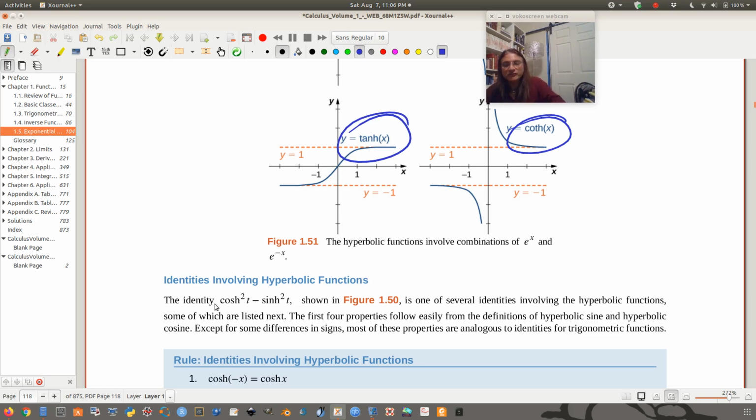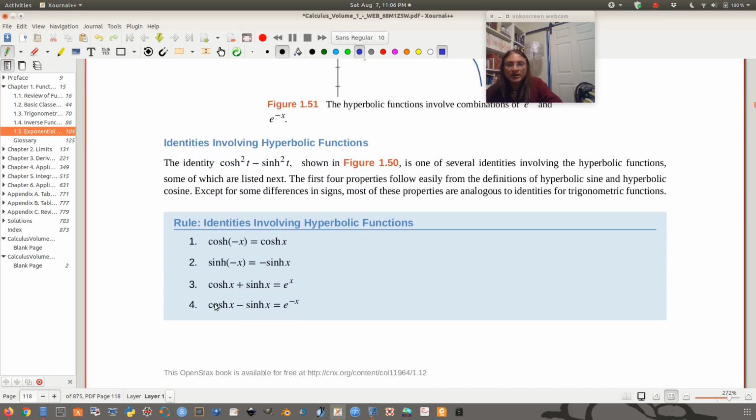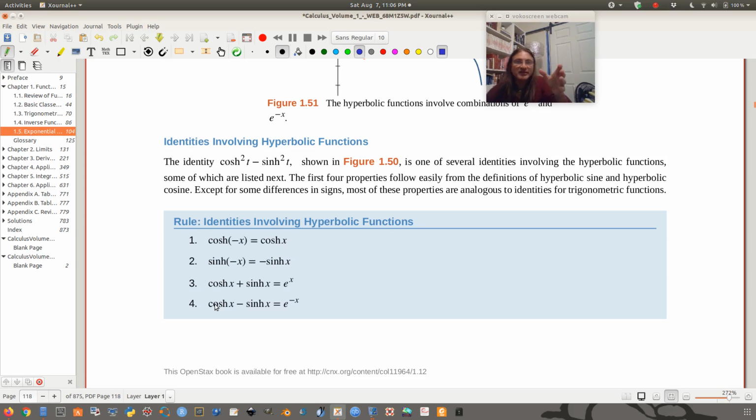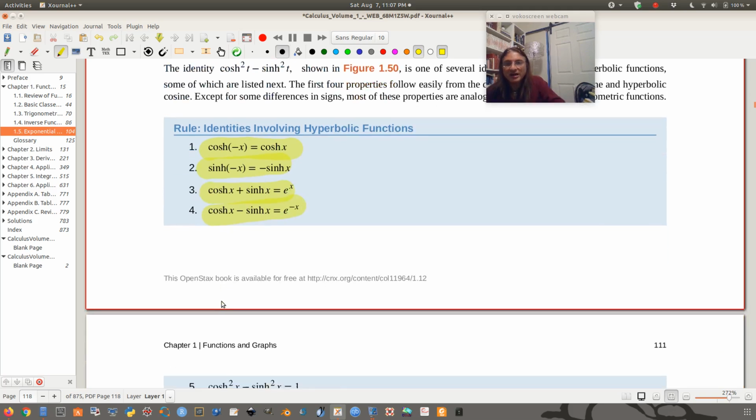Now, based on the definitions of all these functions in terms of e to the x, cosh x, for example, was e to the x plus e to the negative x over 2, and hyperbolic sine was e to the x minus e to the negative x over 2, and so on. If you use those definitions, we can easily prove that these relationships hold. These relationships are extremely similar to what we had for trigonometric functions. Remember, cosine of negative theta was cos theta, sine of negative theta was negative sine theta. Similar relationships are true for hyperbolic functions, and these come directly from the definitions of cosh x and sinh x.